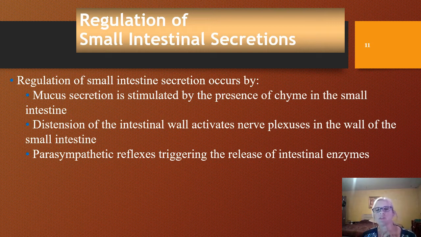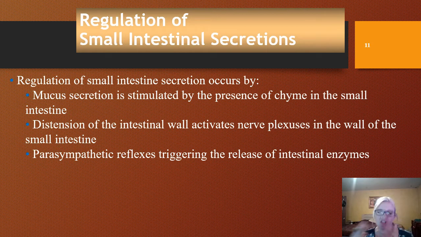Mucus acts to protect the intestinal wall. We talked about it a little bit, but I didn't quite point that out. It protects the stomach, we've already said, from acids, and it increases the responses to mechanical stimulation when you have an irritant like high gastric juice. And so that is stimulated by the presence of chyme. So when chyme enters the small intestine, we then are stimulated to secrete that mucus.